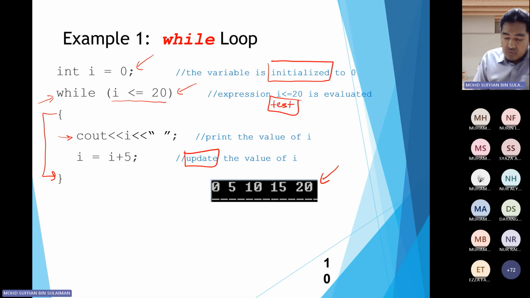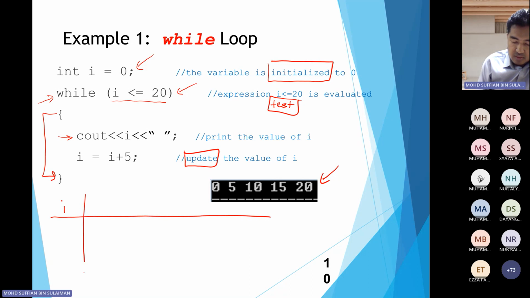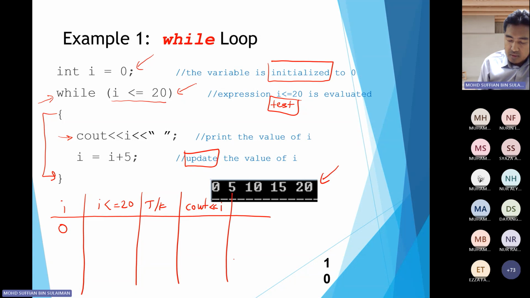So how can we trace to obtain this kind of output? So again, you need to draw the table. Buat table. Jangan malas-malas. Don't be lazy. And then I less than equal to 20, true or false, and then cout I, and then I equal I plus 5. Okay, so we start with I with 0.